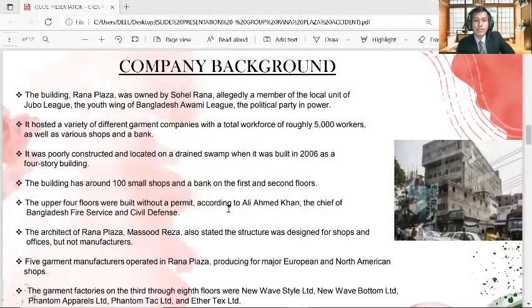The building has around 100 small shops and a bank on the first and second floors. The original structure lacked the necessary permissions, and the floors added afterwards were also illegal. At the time of the collapse, the incident, a ninth level was being built. All of this went undetected or ignored by the Western companies that audited the factories on a regular basis.